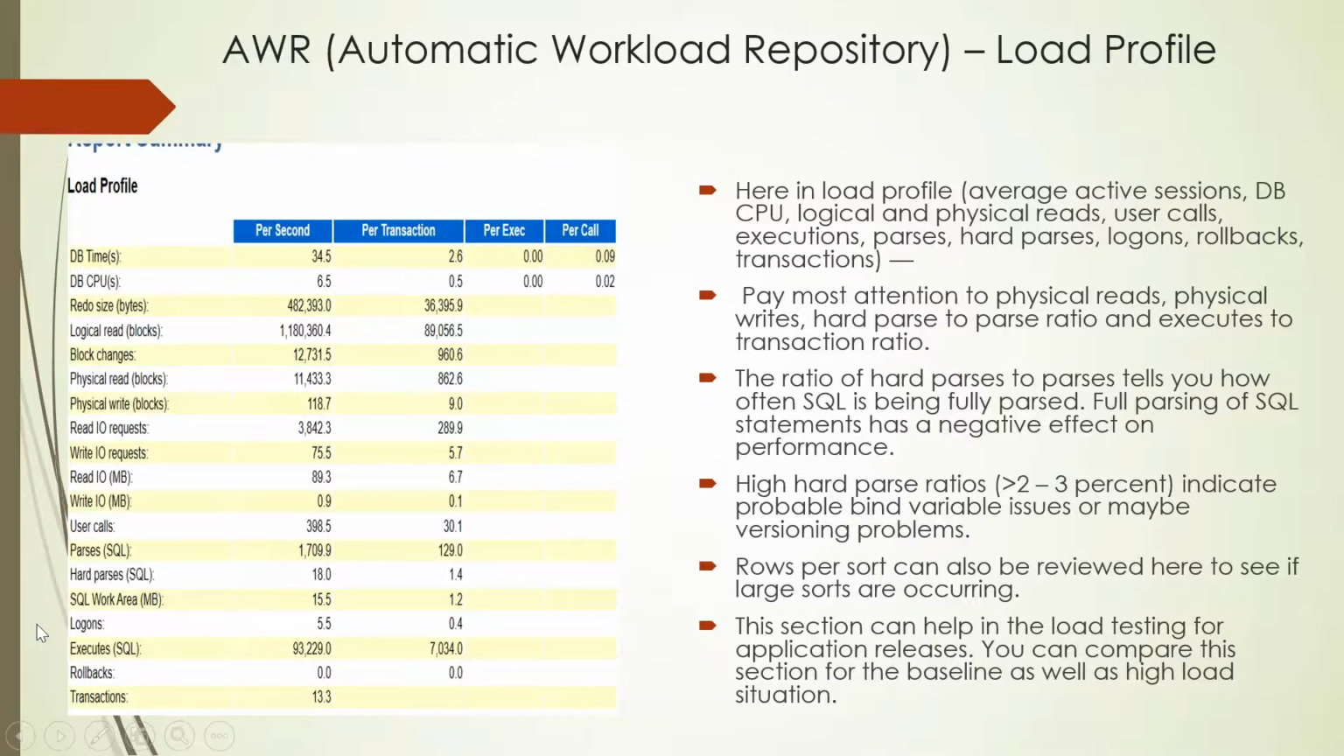Then the next thing that we should look for in this particular table is rows per sort. Okay, so now the rows per sort can also be reviewed there, to see if large sorts are occurring. So in this particular table, where is the sorting? So there is no sorting listed now.